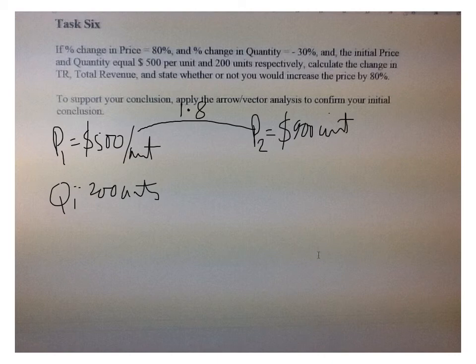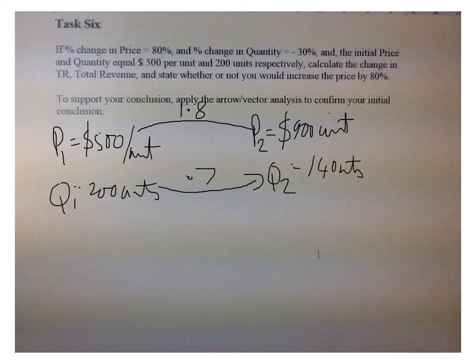Got to keep talking to yourself sometimes. Now we've got a percent: quantity is going to go down by 30%. So that's 1 minus 0.3, so the multiplication factor is going to be 0.7. Do our old multiplication thing, and that gives us 140 units. Right, let's go and evaluate what's happened.